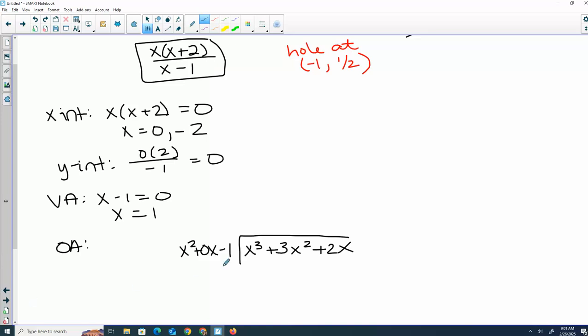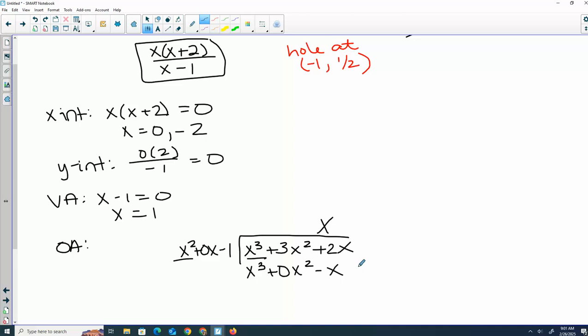X cubed divided by x squared, which is x. If you were doing this, 23 divided by 7, it goes 3 times. And then what do you do? 3 times 7 is 21. So here I'm going to multiply x. X times x squared is x cubed. X times 0x is 0x squared. X times -1 is -x. And once you get that, you subtract it off.